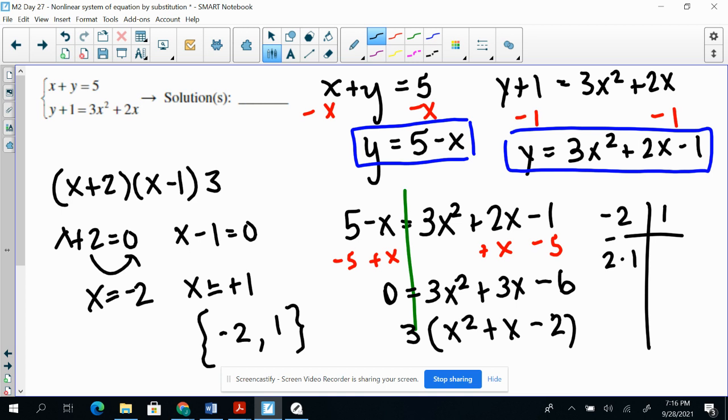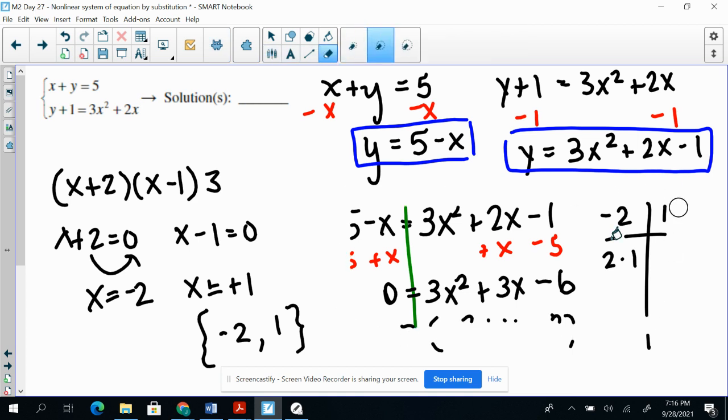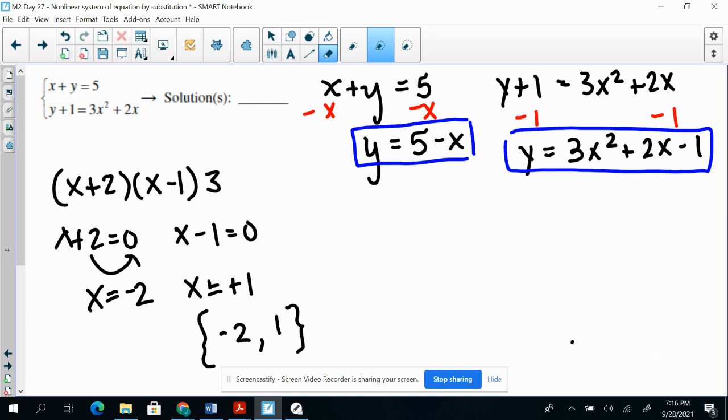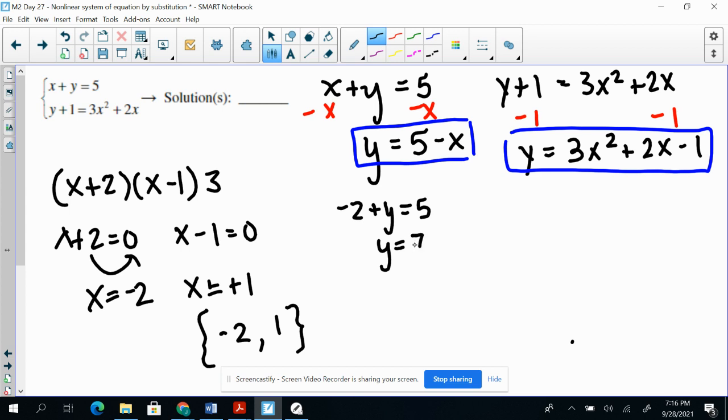To find out the coordinates of both, you would plug those x values back in. So for our first equation, if I have negative 2, we'll plug in negative 2 plus y equals 5 and solve for y. So we're going to add 2. So y equals 7. So for our first equation, when x is negative 2, y is going to be 7.